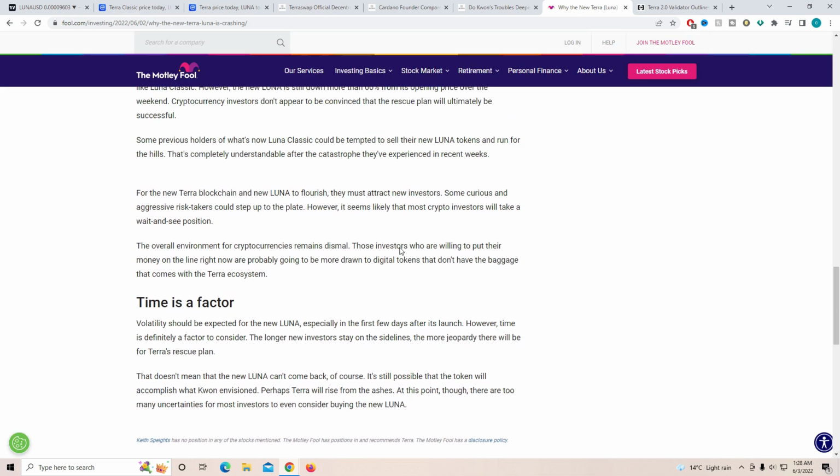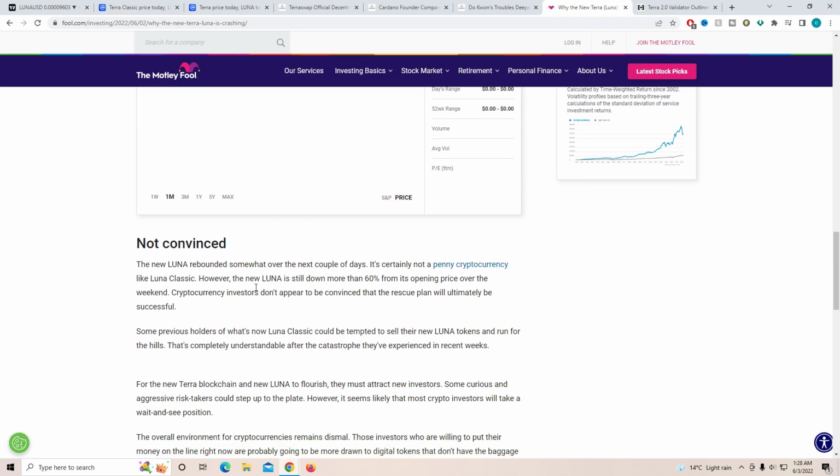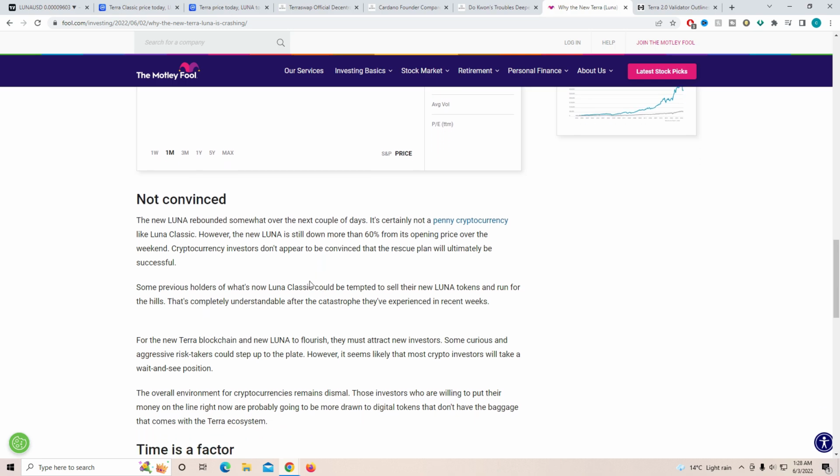Now, why did Luna crash? Now this article, I personally didn't like it, but one thing that I did like is that not many people are convinced that the new Terra 2.0 will be the best Luna. Why couldn't they just repeat it? I mean, yes, it has a hard cap. You cannot make more than 1 billion tokens. That's the max supply, but still a lot of people are not convinced to put their money into it.